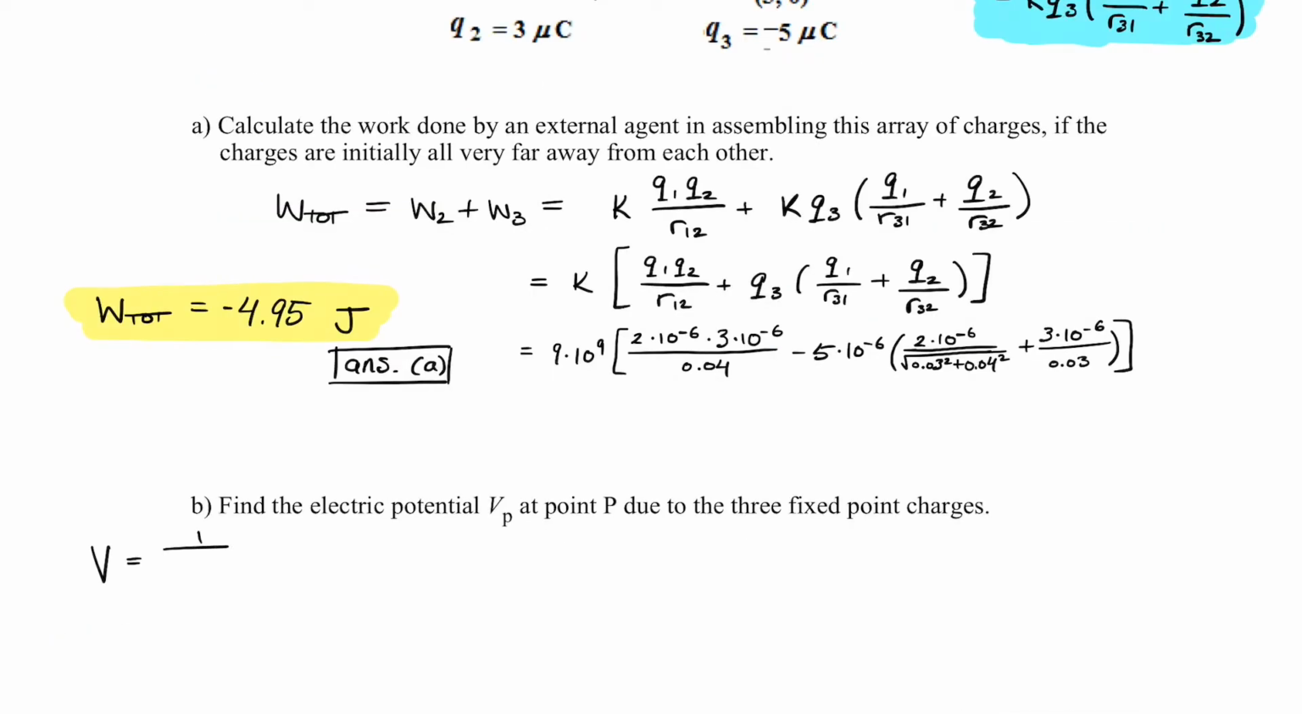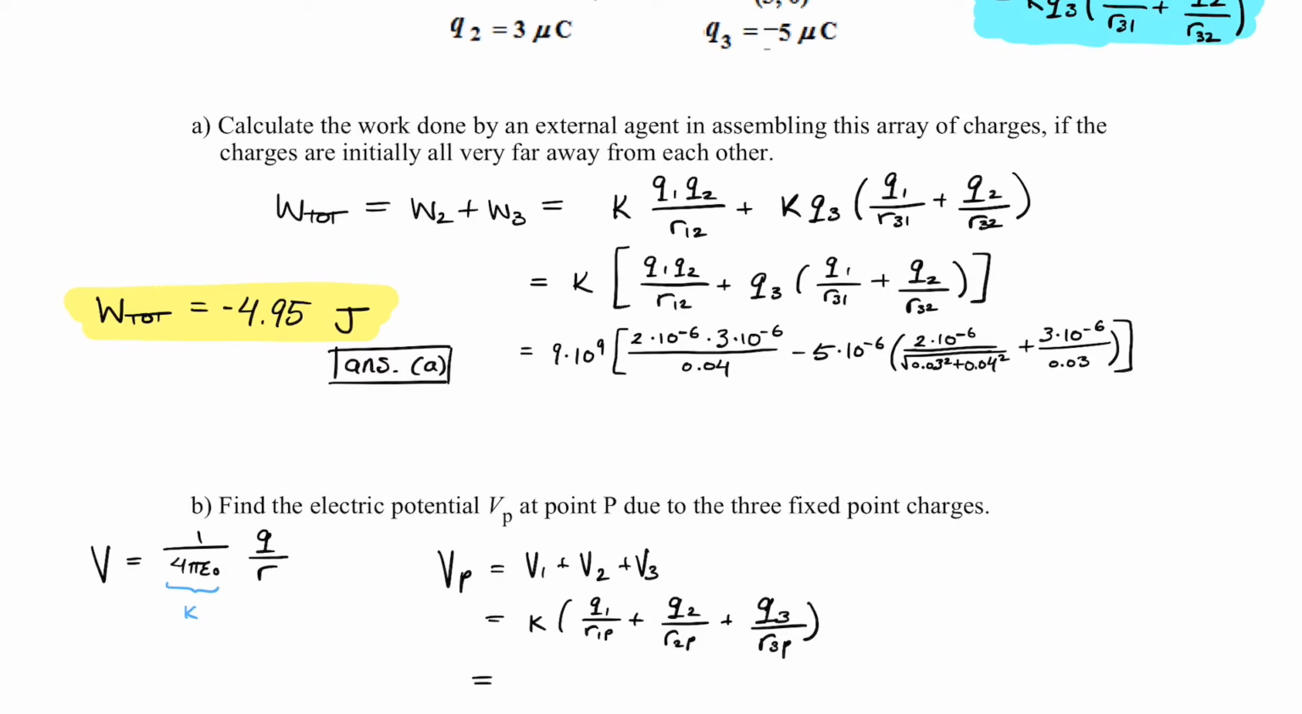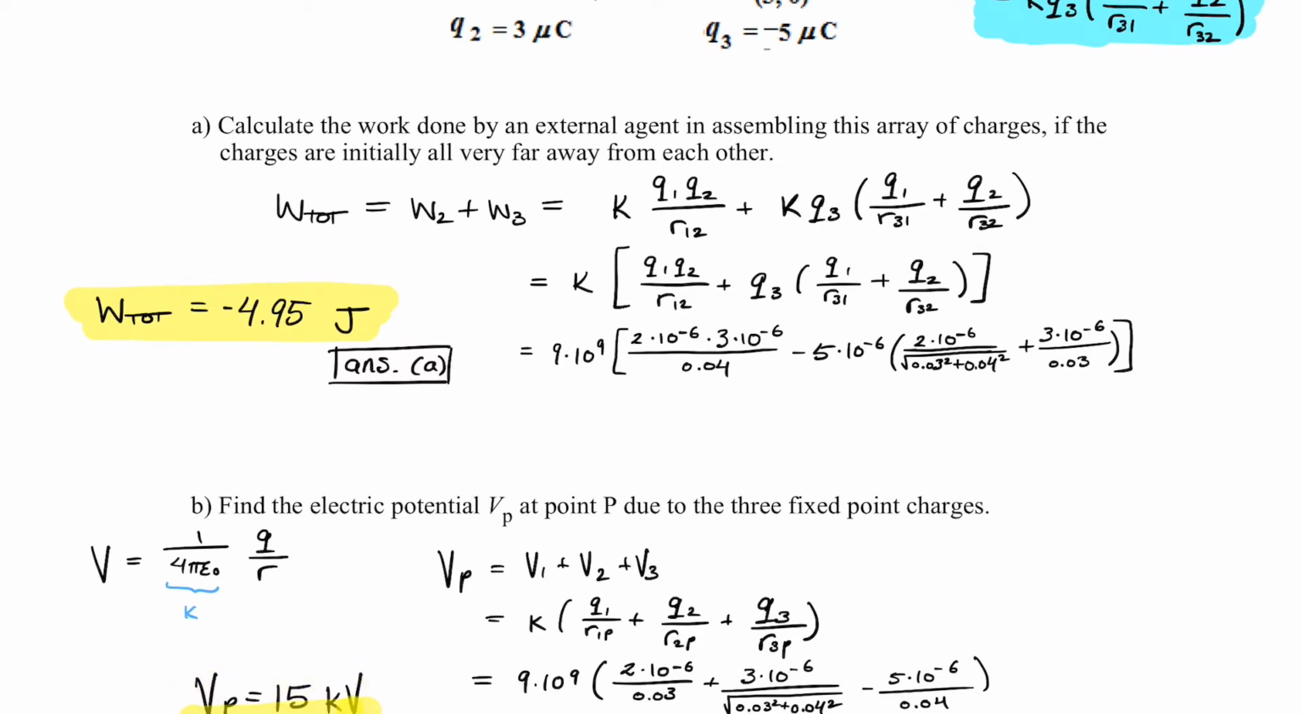Electric potential can be calculated as 1 over 4 pi epsilon 0 Q over R, where Q is any given charge that creates the potential, and R is the distance from that charge to a point in space whose potential we are calculating. The potential at point P due to Q1, Q2, and Q3 is simply the sum of the three. Calculating this, we find that the potential at point P due to our 3 point charges is 15 kilovolts.